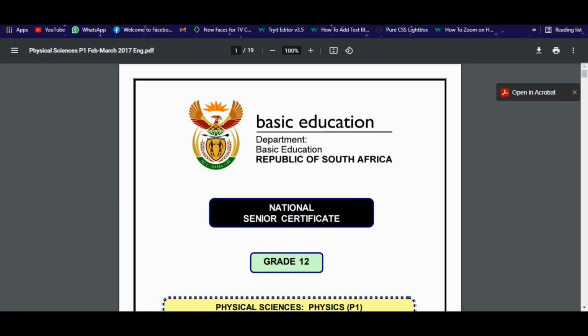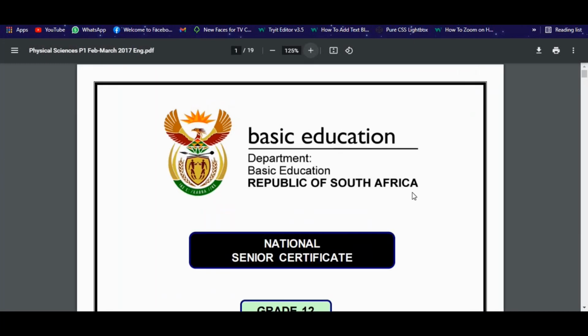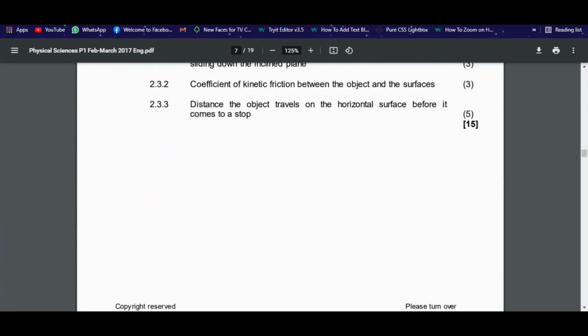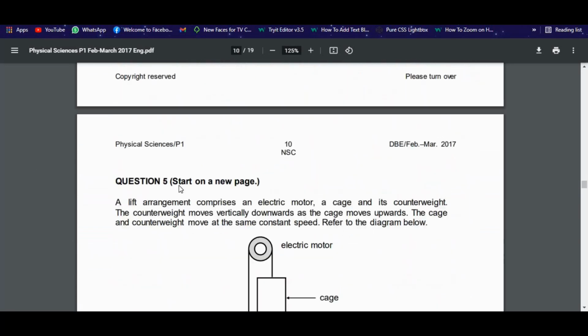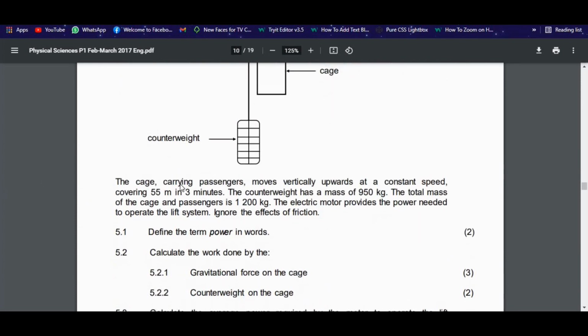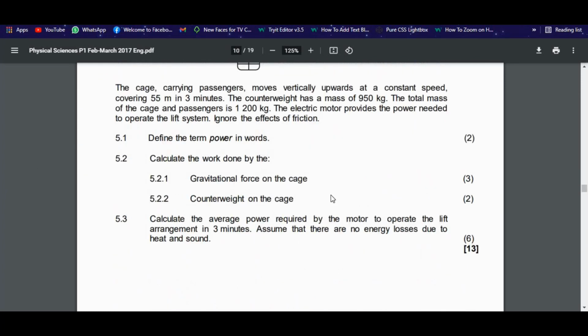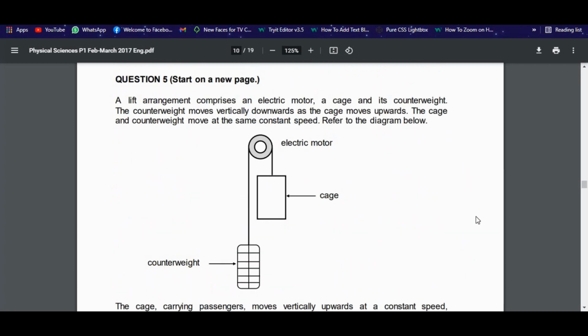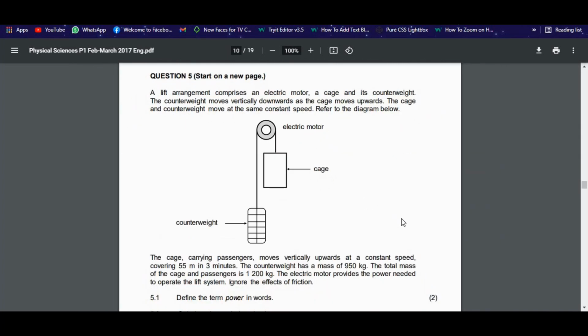While I'm waiting for it to open. Okay, there we go. I'm going to open it in Acrobat, and I'm going to zoom in slightly. Let's just check what we have there. Question 5, I think. Okay, cool. Let's zoom out a little bit to 100 so we can get that first question in.